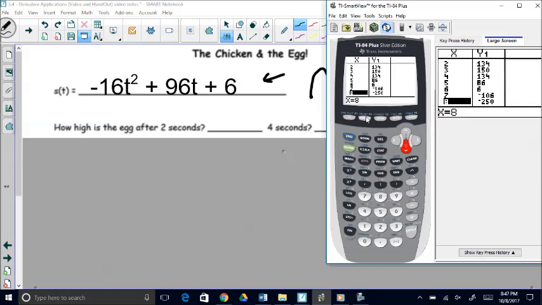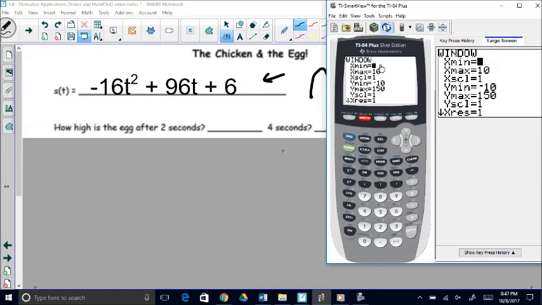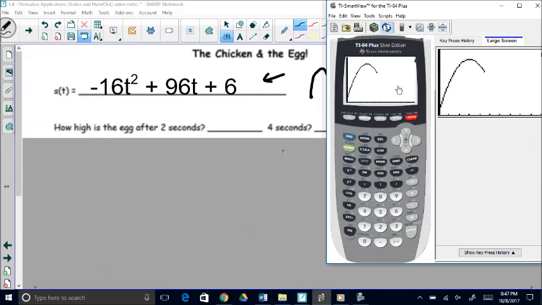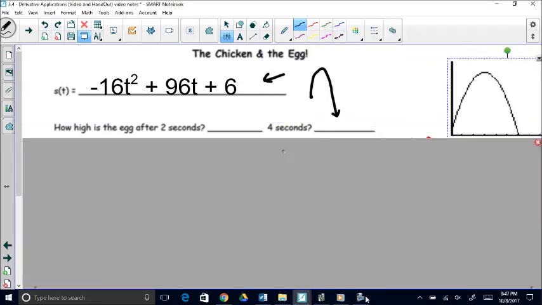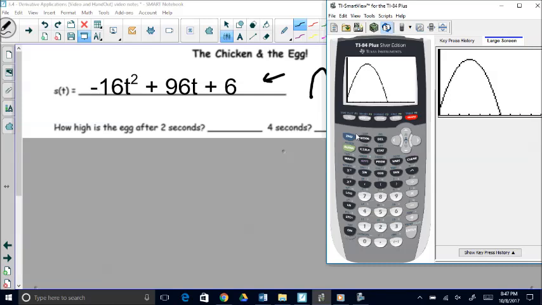So when I set my window, I said x should be between 0 and 10. And my y should be between, well, really it could be 0 and 150, because it can't go below the ground, and I know it's going to 150. Maybe to be safe, we should make it a little bit more than 150, maybe 175. So if I look at my beautiful graph, there it is. And I'm going to go ahead and pull my table out too, so I have that.